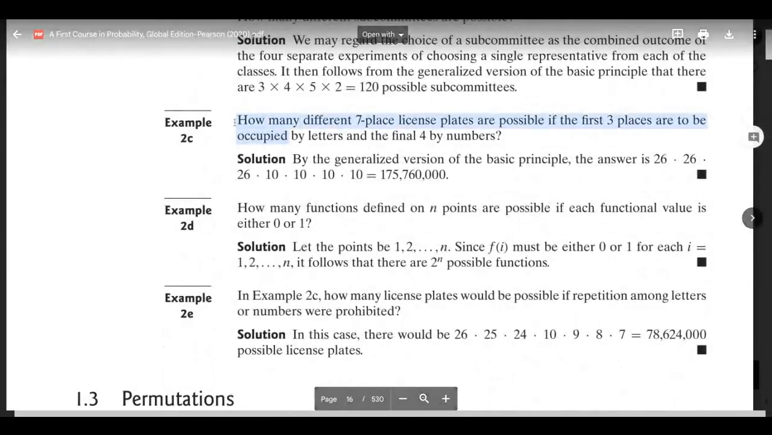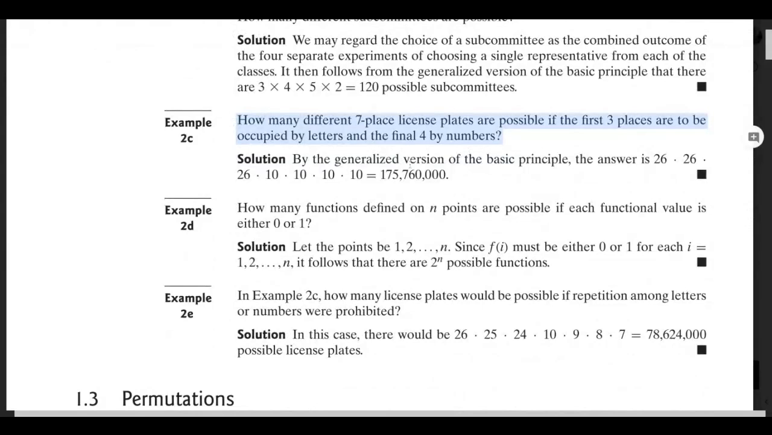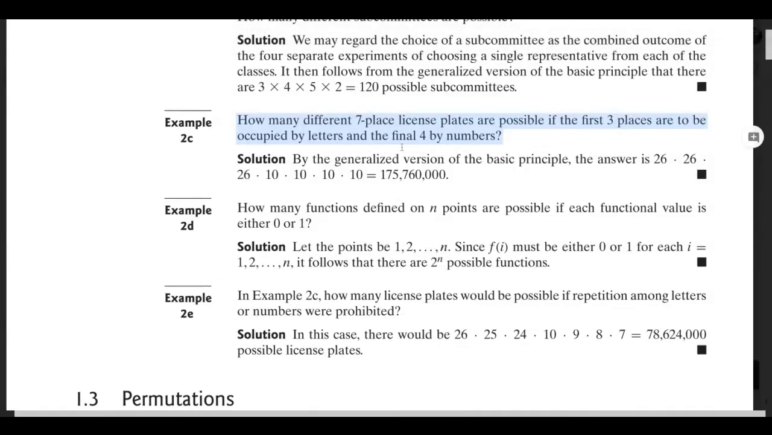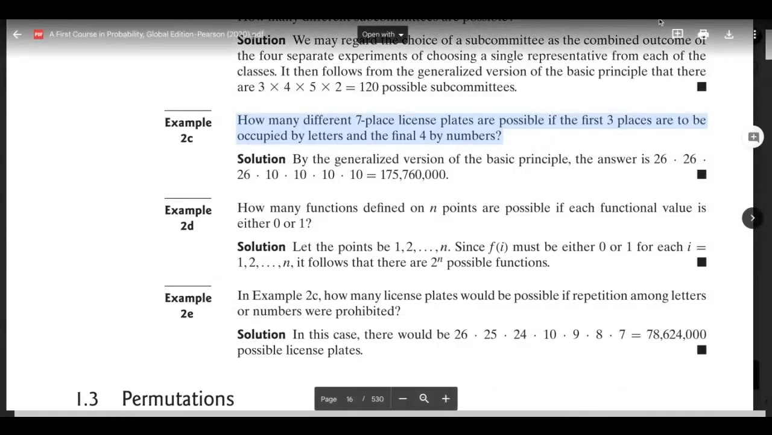Let's say this example. How many different 7-place license plates are possible if the first 3 places are to be occupied by letters and the final 4 by numbers?